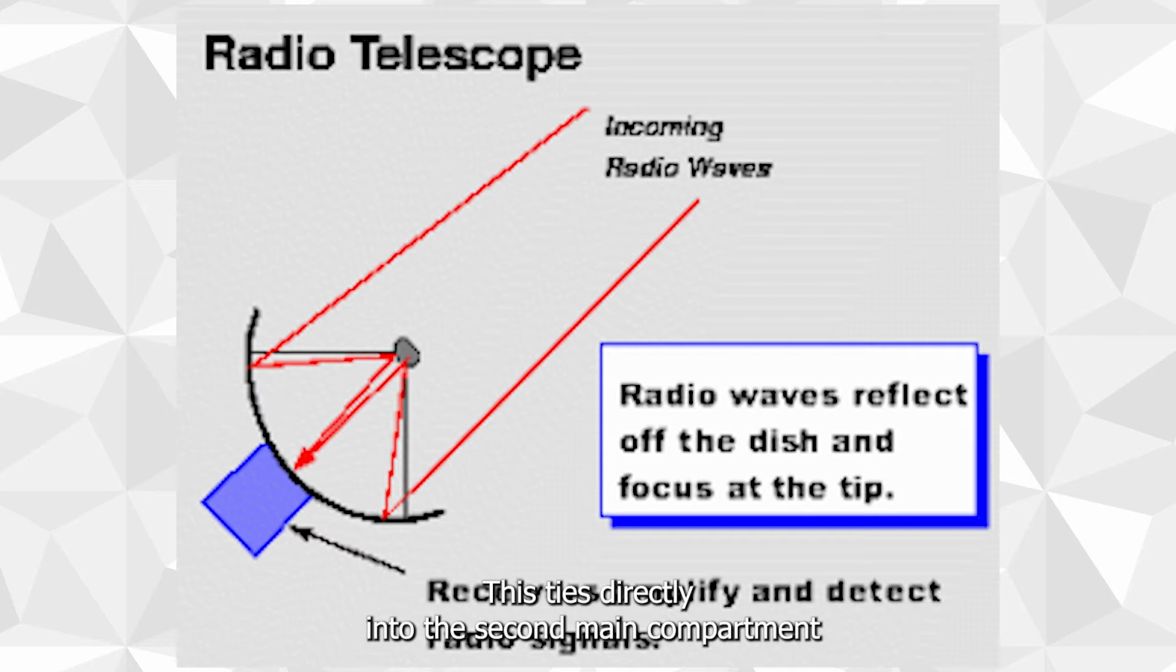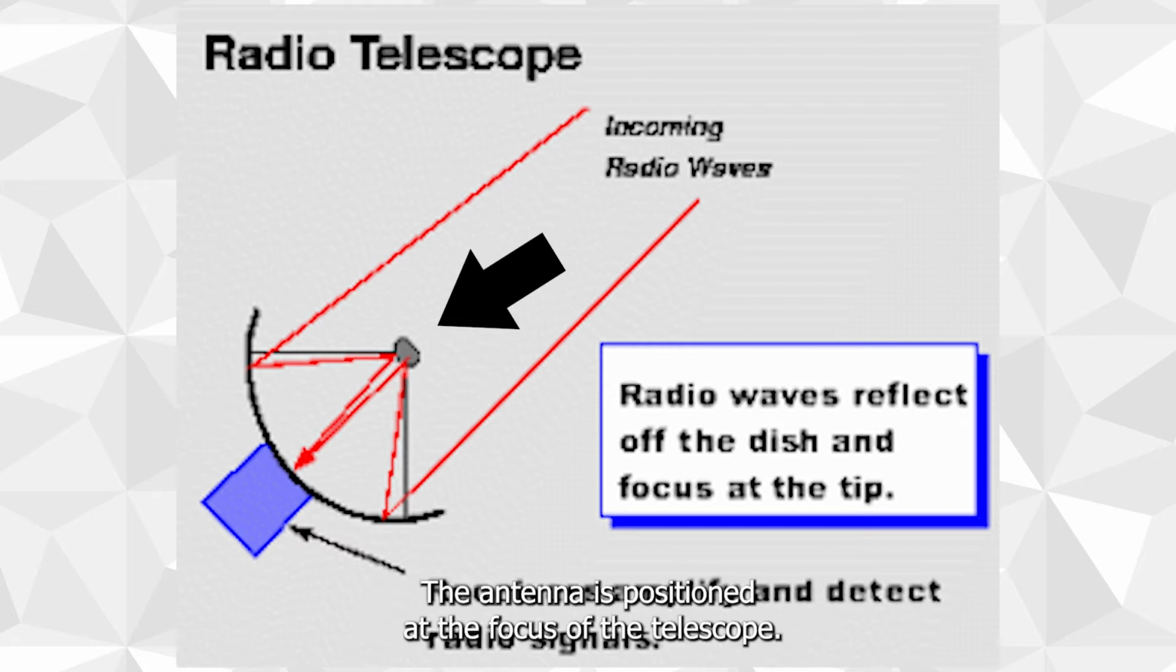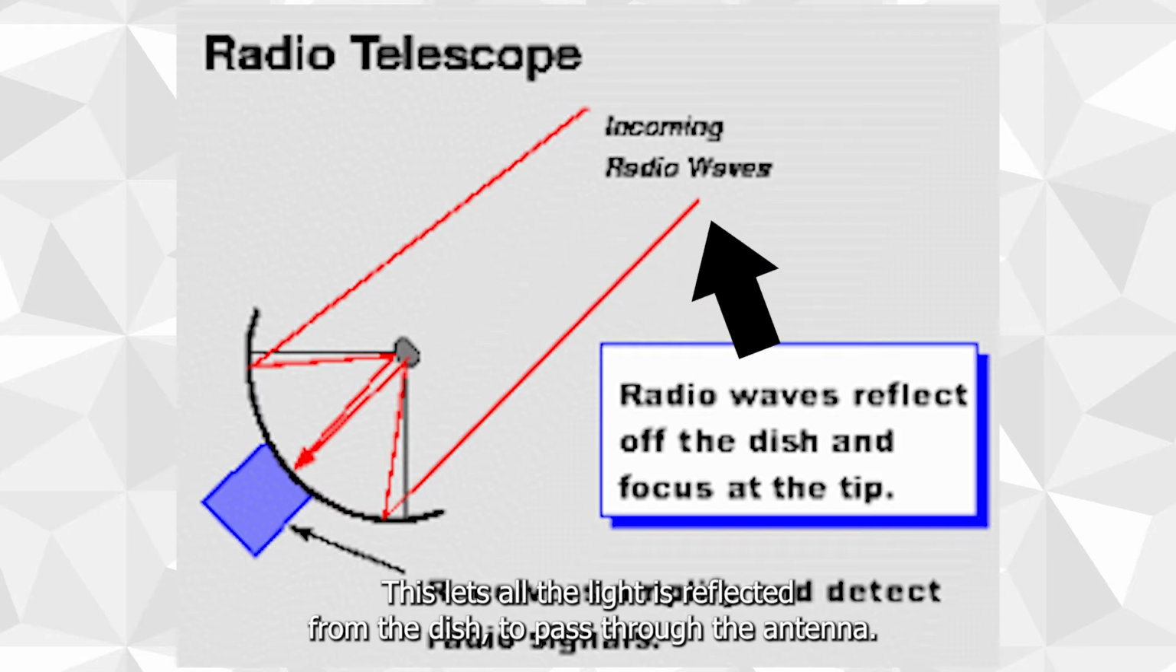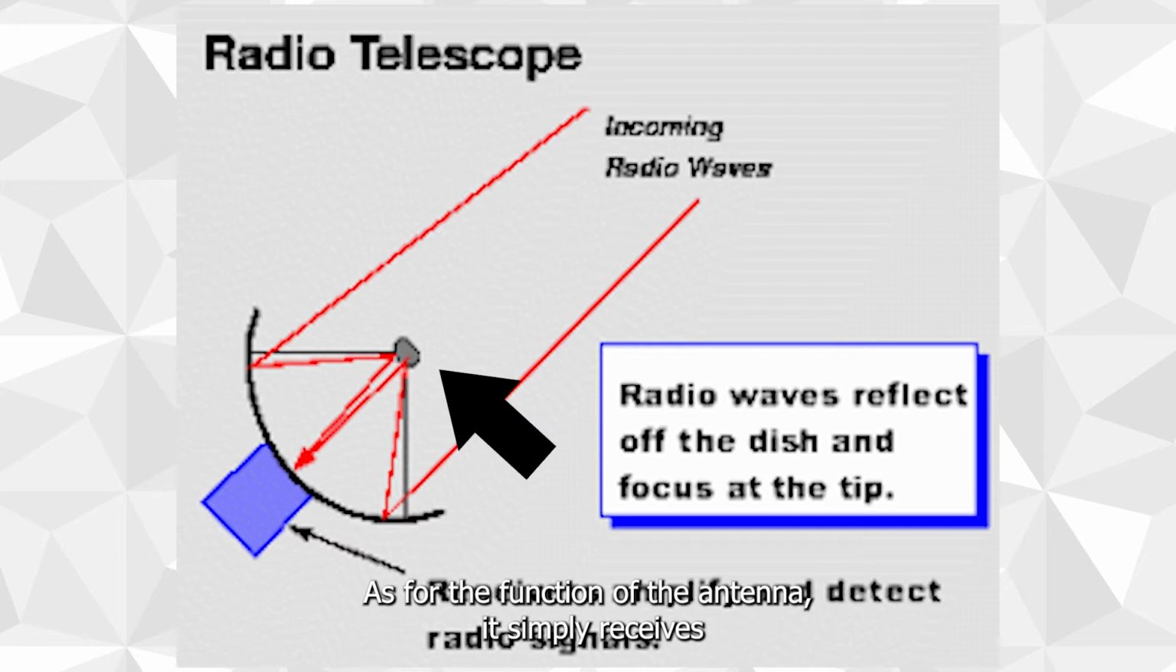This ties directly into the second main component, the antenna, which detects the light. Because of the parabolic shape, the antenna is positioned at the focus of the telescope. This lets all the light that is reflected from the dish to pass through the antenna. As for the function of the antenna, it simply receives the information about the light.